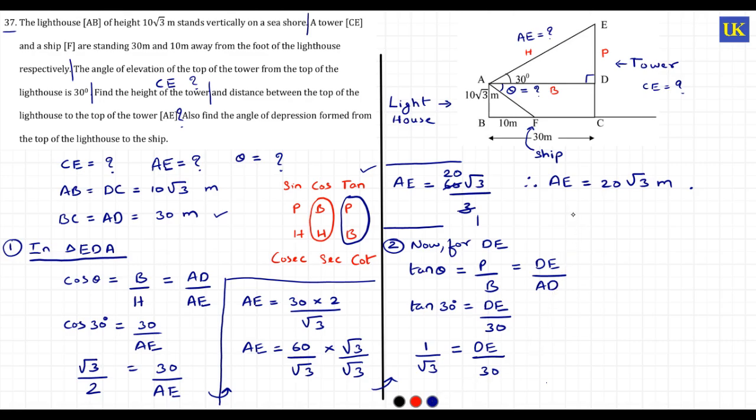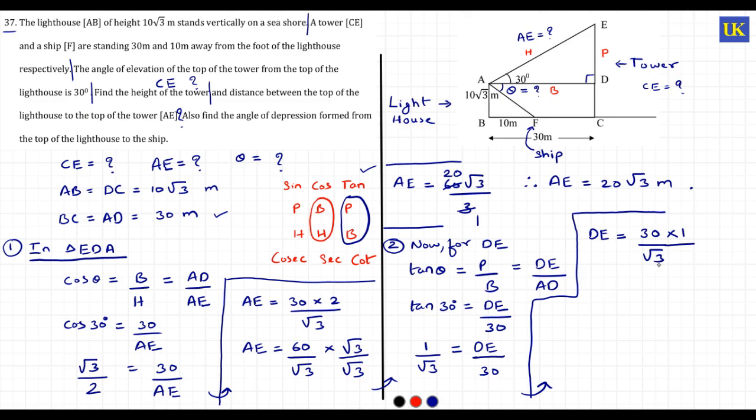Now we will cross multiply here. I will just draw a line here and continue. So we'll cross multiply. DE is equal to 30 divided by root 3, right? 30 into 1 means 30 only. I am cross multiplying it.